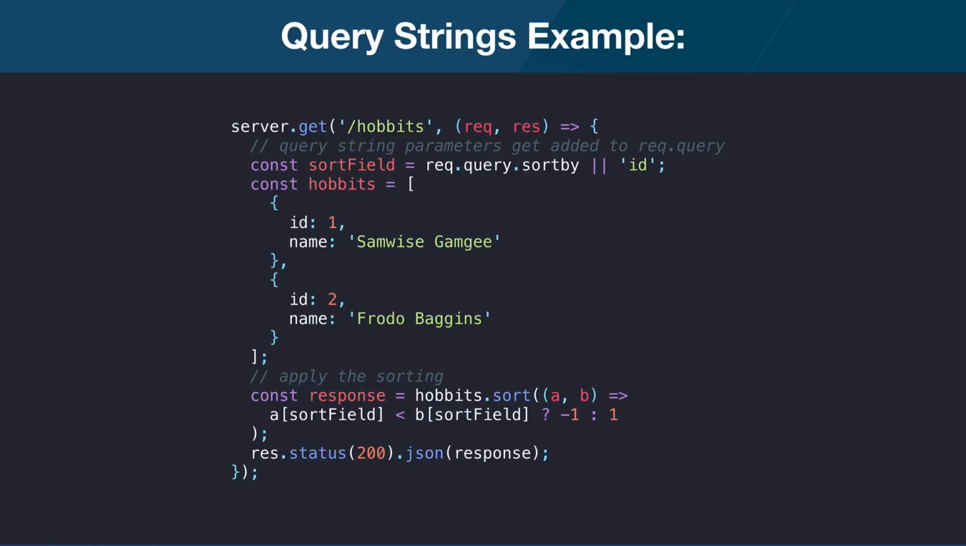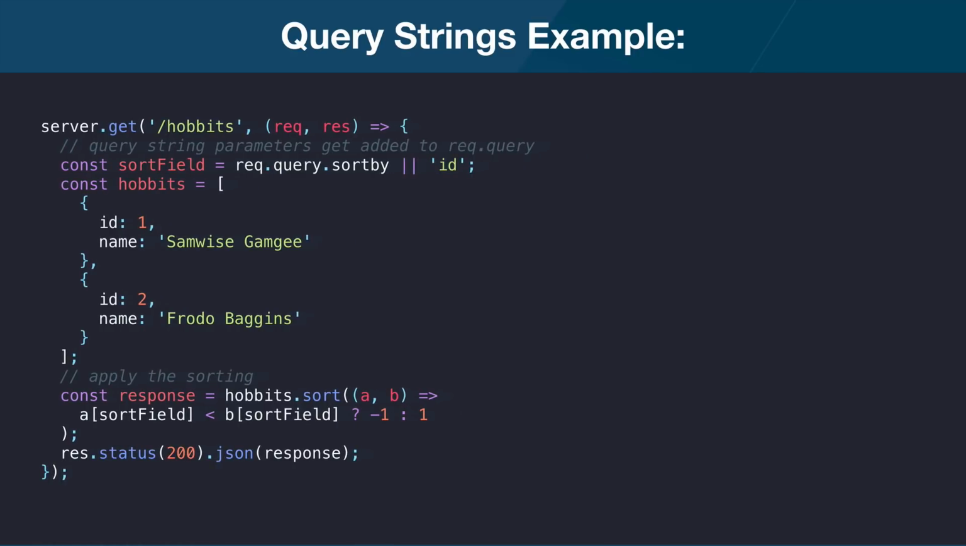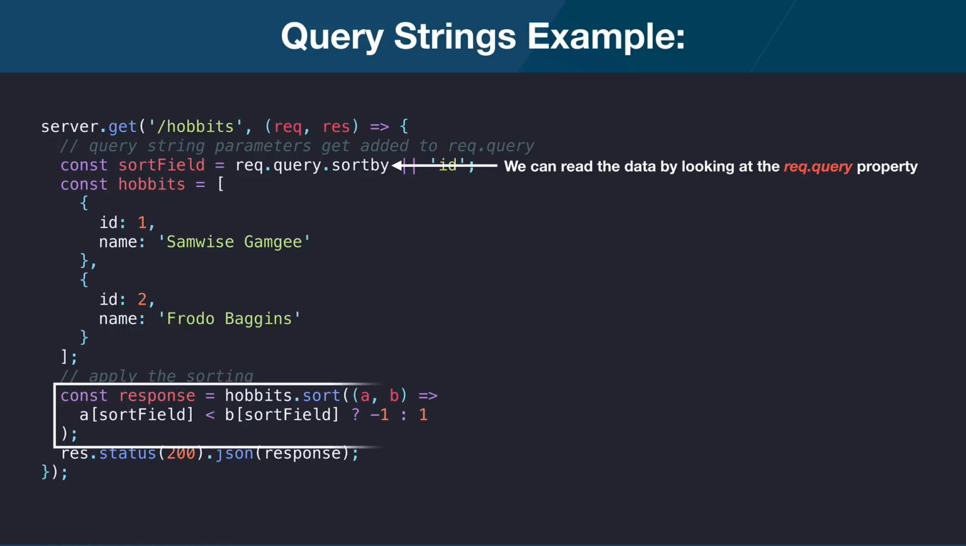So really nice. Okay, this is what's important here. We can read this data by looking at the req.query property. So the query property on the req object is an object itself. Okay, and it will have a key value pair of sortBy, and we can use that. Really, really nice way to implement. And then of course, we can fulfill our logic down below because we have that assigned to the variable in memory of sortField.